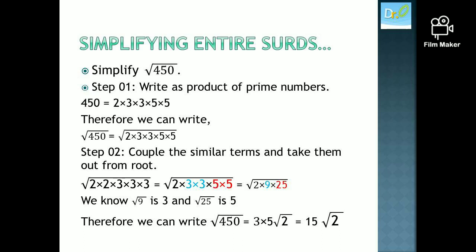Therefore, you can take 3 into 3, 9. Square root of 9 is 3, so you can take 3 out. 5 into 5 is 25. If you take square root of 25 out, that turns into 5, because the square root of 25 is 5. Then you can take 3 into 5 out, keeping the remaining term root 2 inside the square root. So your final answer turns out to be 3 into 5, 15, 15 root 2.